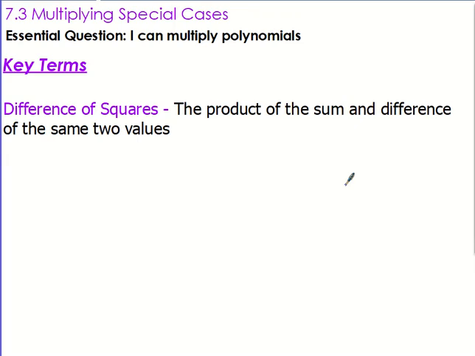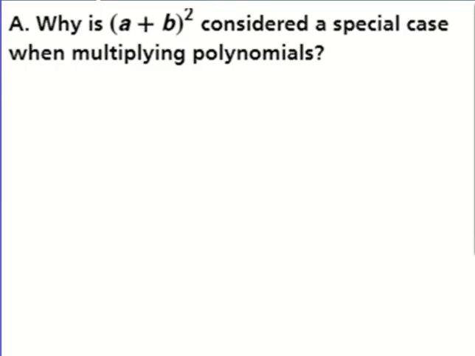Hola, mi clase. So we are doing 7.3 multiplying special cases. Our essential question is still multiplying polynomials. We're just going to do special kinds. So it's the difference of squares, the product of the sum and difference of the same two values. So why is (a + b)² considered a special case when multiplying polynomials?